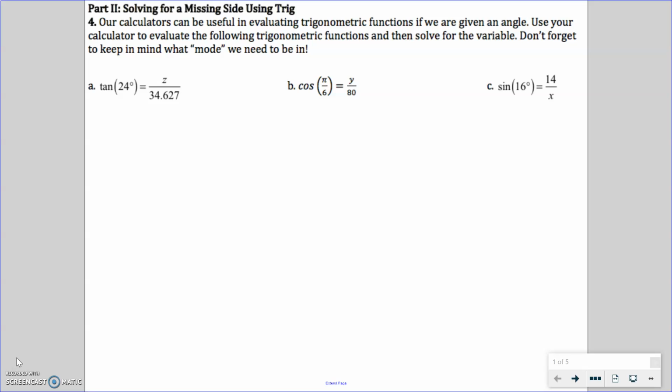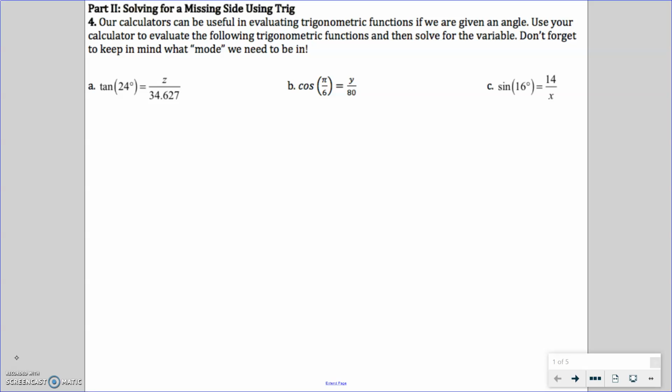Use your calculator to evaluate the following trigonometric functions and then solve for the variable. Don't forget to keep in mind what mode we need to be in. For example, for letter A, it says tangent of 24 degrees equals z over 34.627. It's 24 degrees, so I need to make sure on my calculator I hit the mode button and make sure that I am in degree mode. Otherwise, you're going to get very, very different answers.